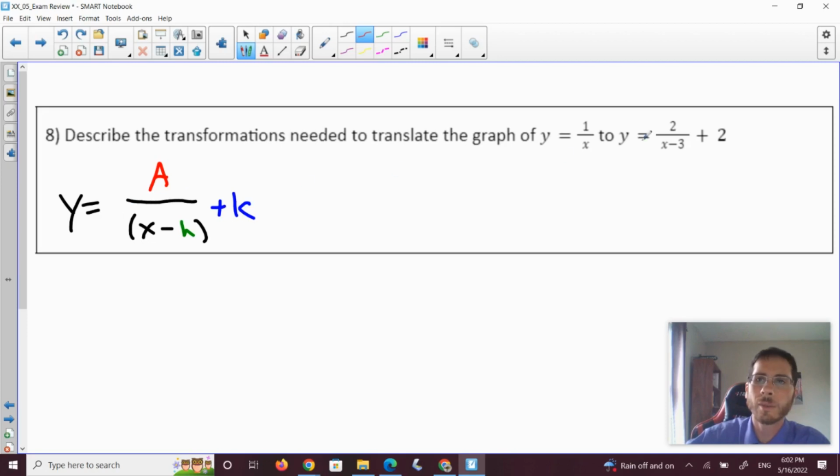So if we look at a, it's positive, so there's no flip. So we're not going to flip across the x-axis. Sorry, across the y-axis. No, across the x-axis. So we do have a 2 here, though. So we are going to have a vertical stretch by 2.